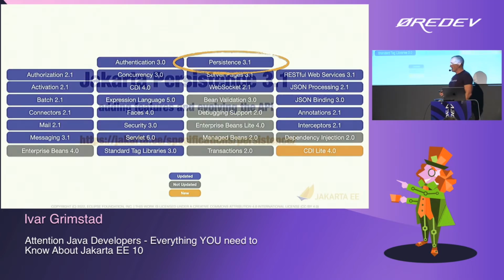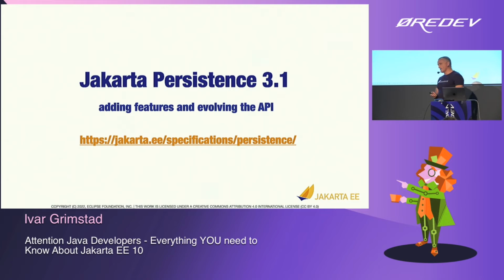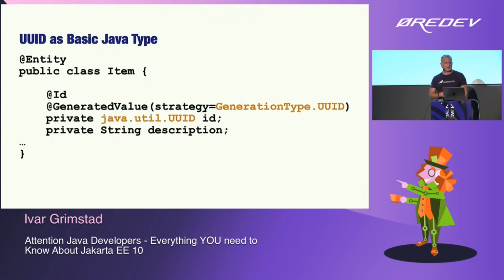Then let's look at Jakarta Persistence. And this is a minor update. So they just added stuff that users wanted. And one of them is UUID as a basic Java type. So you can now use UUIDs directly in your entities without doing the mapping yourself. So in this case, I have a primary key with the UUID. You can use it on any field in your entity.